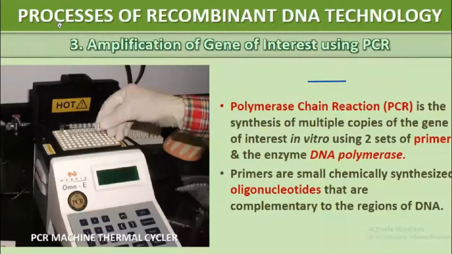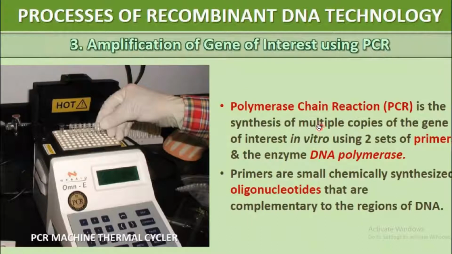Then third one is the amplification of gene of interest using PCR. Amplification means multiplication. How do we multiply the gene of interest? Gene of interest means desired DNA, target DNA. So how do we multiply? In order to multiply this, there is another technique that is known as PCR. PCR means polymerase chain reaction. So what is polymerase chain reaction?